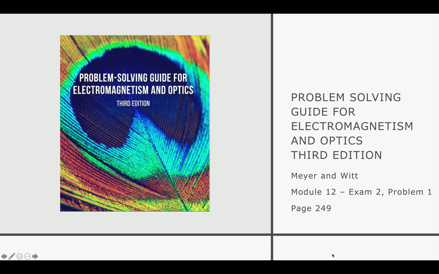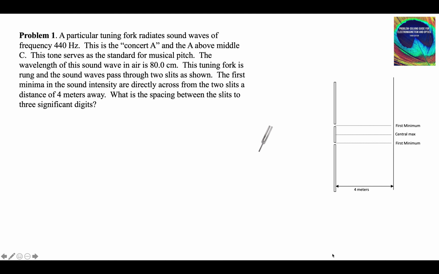This is a walkthrough of Problem 1 on Exam 2 of Module 12 in the book Problem Solving Guide for Electromagnetism and Optics. Problem 1: a particular tuning fork radiates sound at a frequency of 440 Hertz. This sound has a wavelength in the air of 80 centimeters.